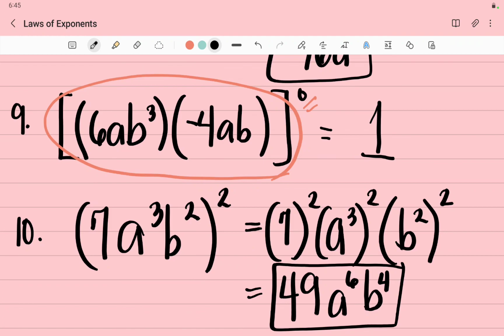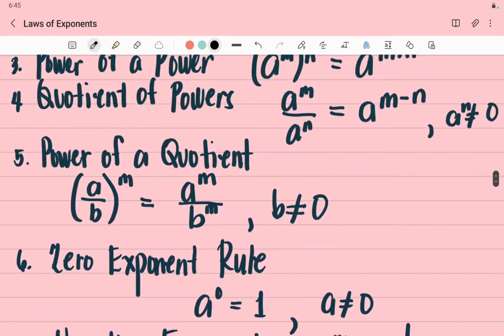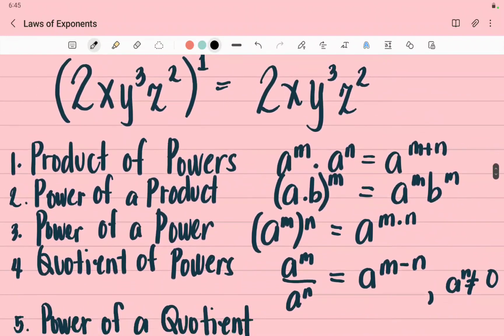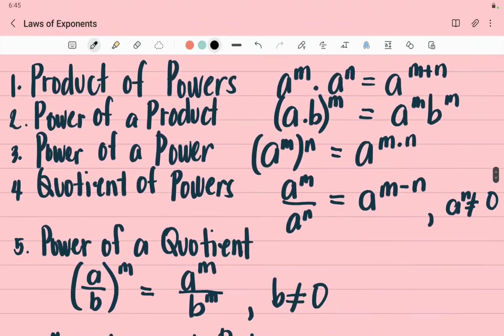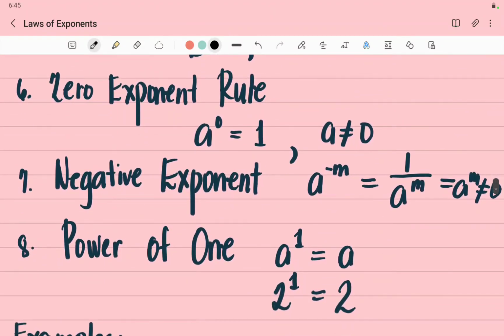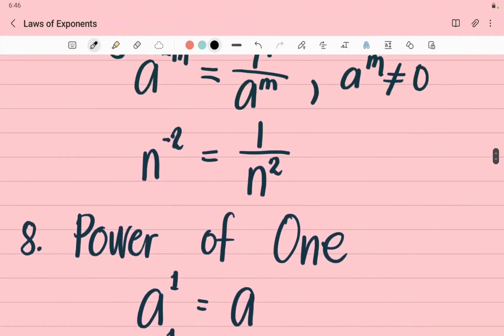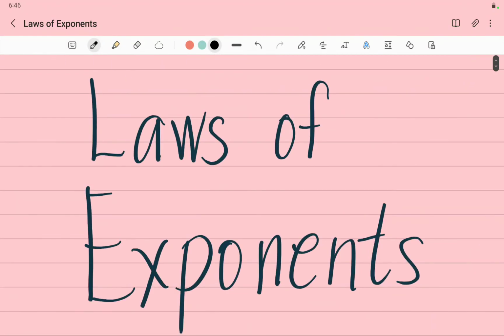So that would be all, students. So always remember our laws of exponent: 1, 2, 3, 4, 5, 6, 7, 8. That will be all. Thank you very much.